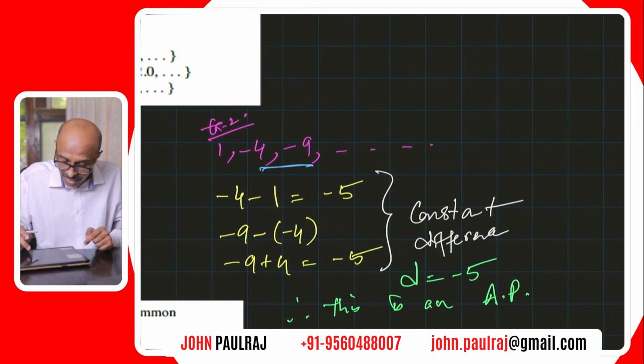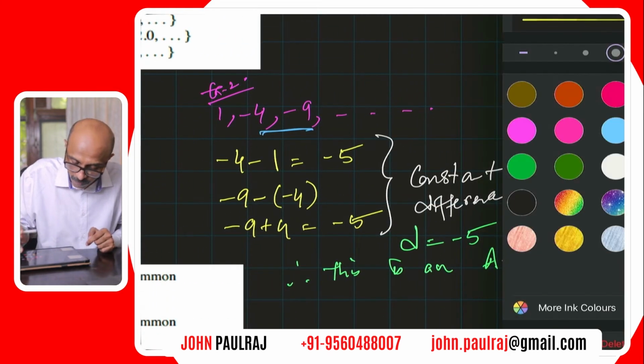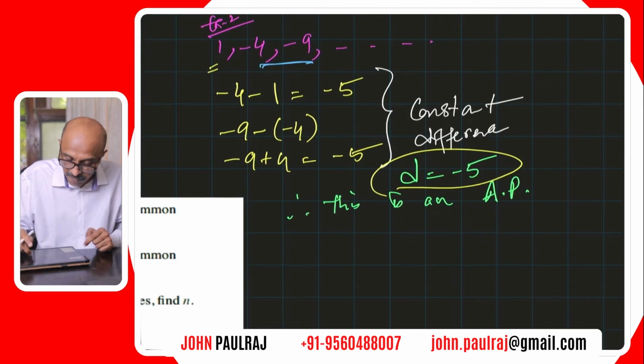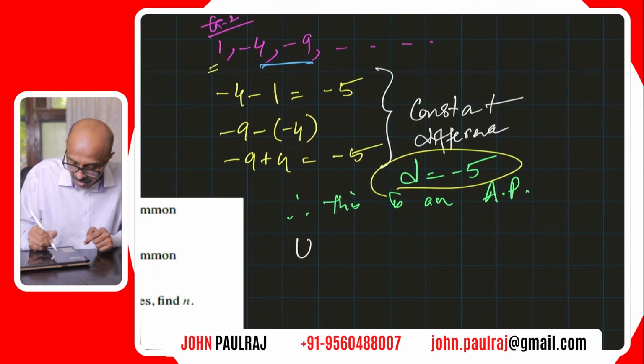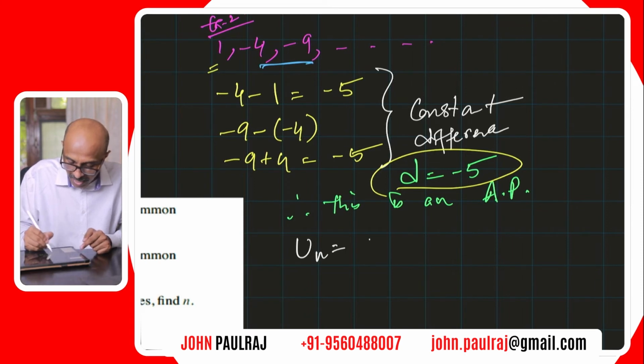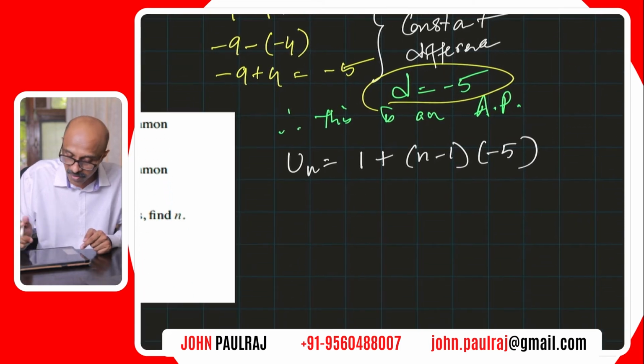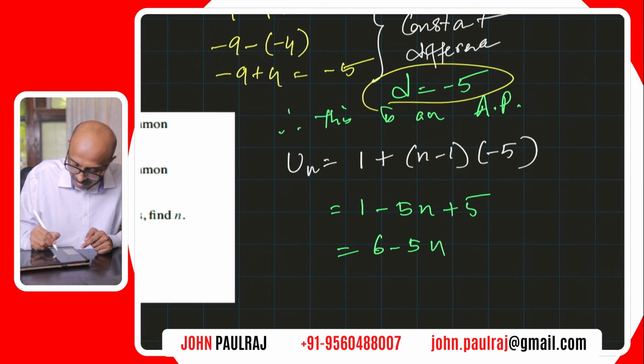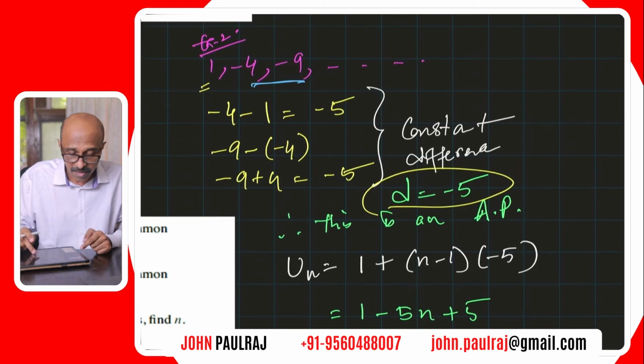Let's do the same thing for the second example we saw. The first term in this case was 1, and the constant difference we found was -5. Let's put it together to find the general term of this arithmetic sequence. So it's A, which is 1, plus n minus 1 times the D, which is -5. You have to simplify, not leave it there. So we write it as 1 minus 5n plus 5, which gives us 6 minus 5n. That becomes the general term for this arithmetic progression.